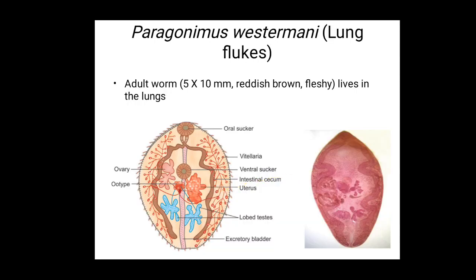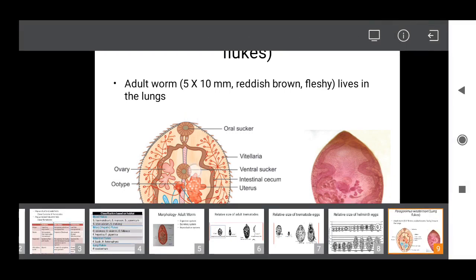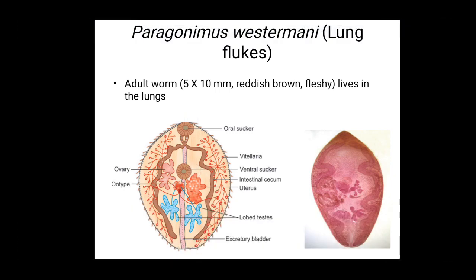The adult worm, as already said, is flat and leaf-like. Here it is, and this is the schematic diagram of the adult worm. So the same thing, the diagram: oral sucker, the ventral sucker, and ovary, testis, and all other things are there that you have seen. So it is around 1 centimeter in size.